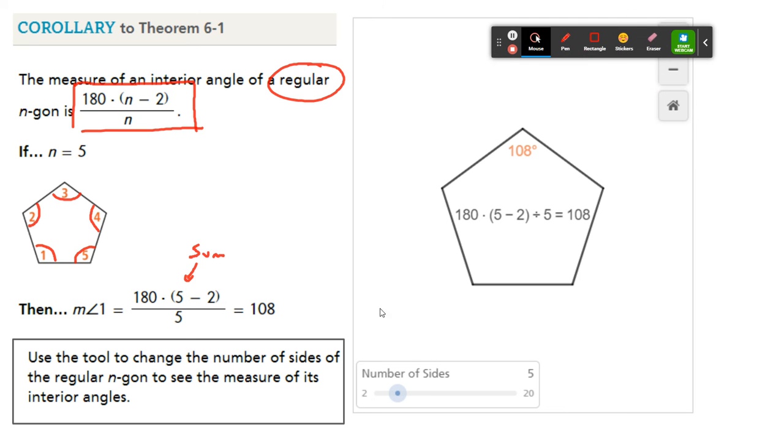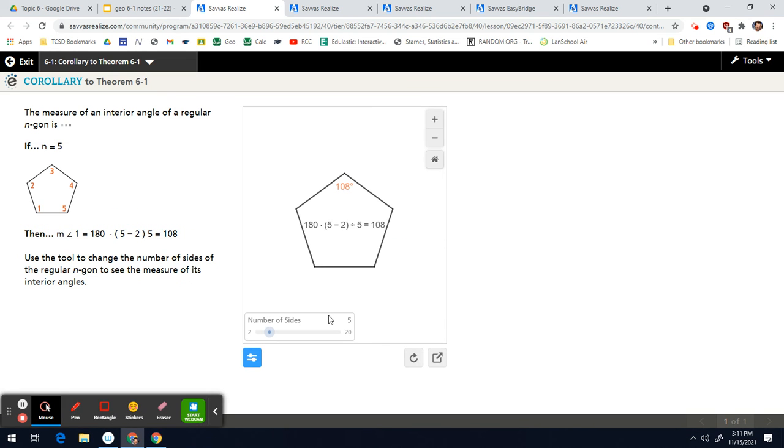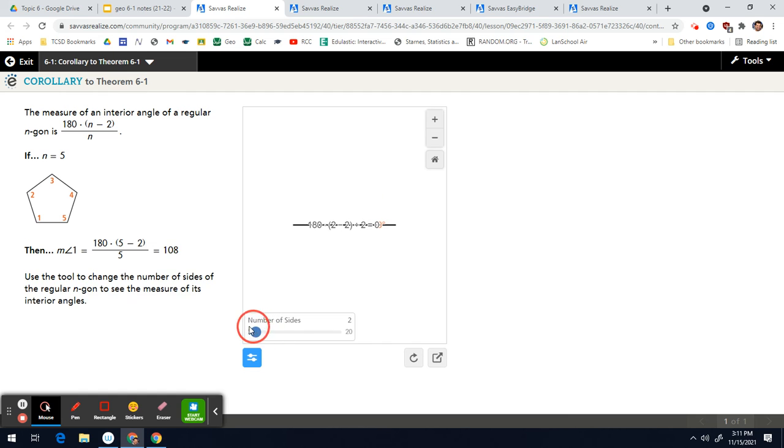So again, let's take a look at this exploration in Savvas. Again, it's nice because these powerful tools can do so many things so quickly, right? They have these sliders in. So here we go. Number of sides is 3.